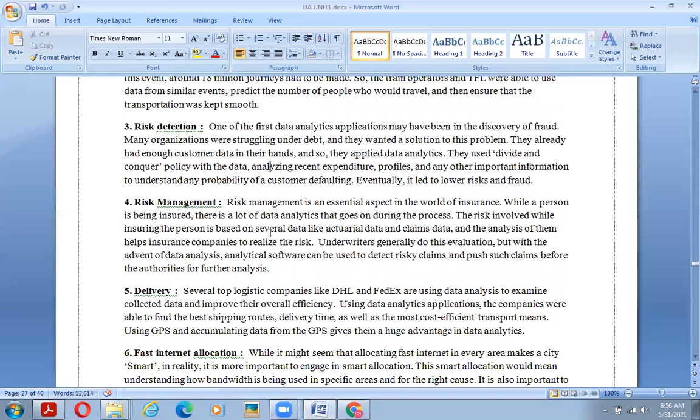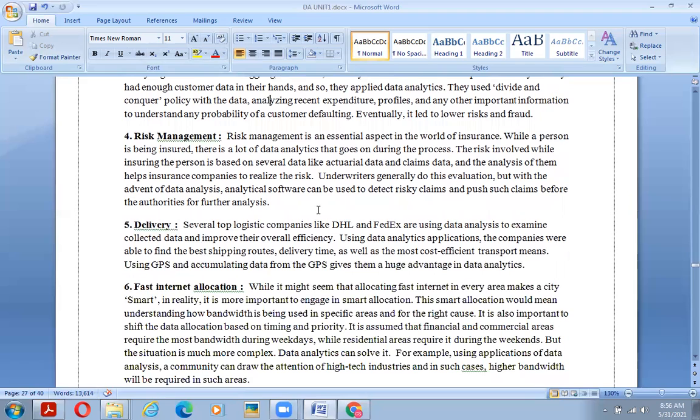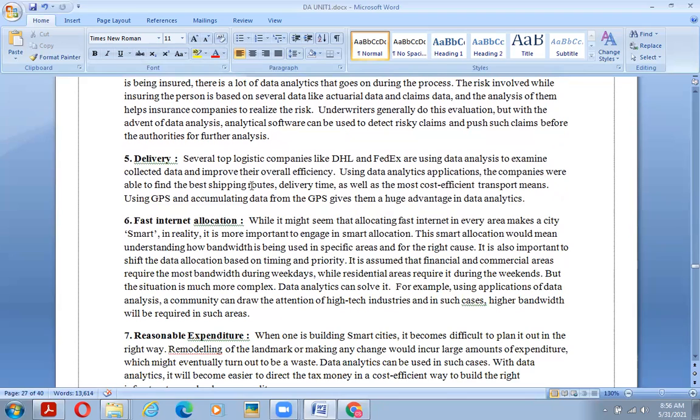Now, risk management. Risk management is an essential aspect of the world of insurance. When a person is being insured, there is a lot of data analytics that goes on during the process. The risk involved while insuring the person is based on several data, like actuarial data and claim data, and the analysis of them helps insurance companies reduce the risk. Underwriters generally do this evaluation, but with the advent of data analysis, analytical software can be used to detect risky claims and process claims before sending them to the authorities for further analysis.